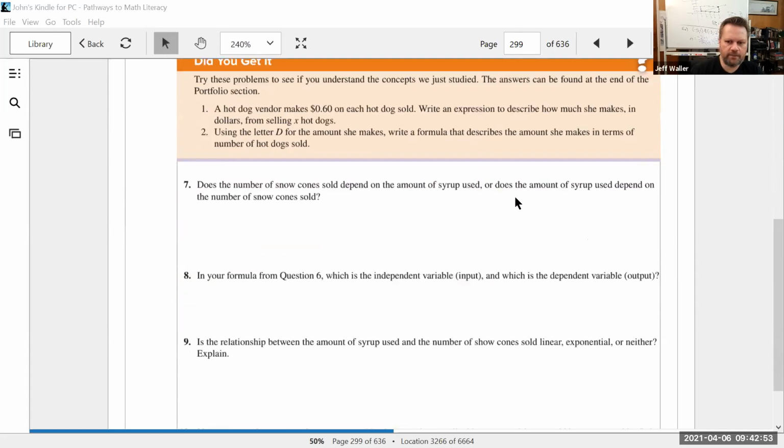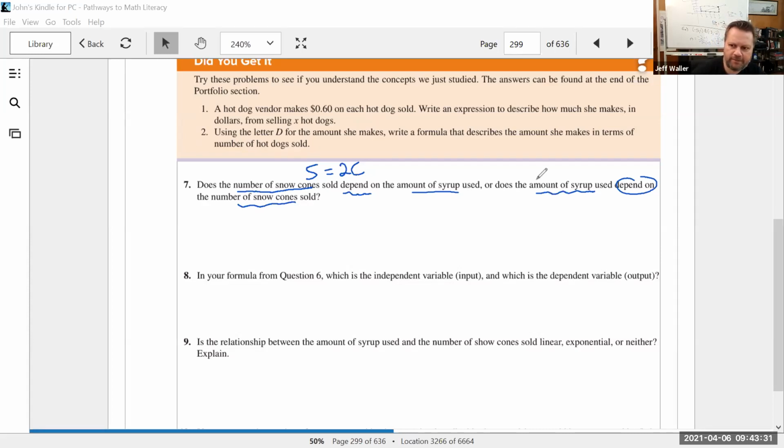All right, let me look at number 7. Let me remind us what the formula was. The formula was syrup in ounces is twice the number of snow cones. So does the number of snow cones depend on the amount of syrup, or does the amount of syrup depend on the number of snow cones? The way that we've written this formula, which way? What do you guys think? The syrup depends on the snow cones sold. Good.